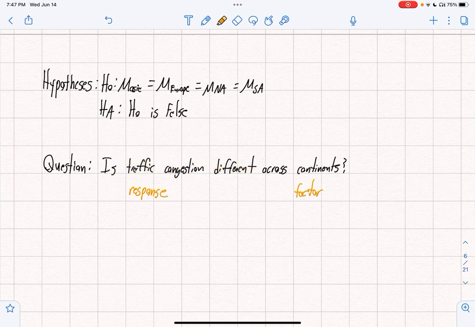We've got 3 or more levels of a factor. Is our response variable different between those different levels of the factor? Is traffic congestion different across the continents?